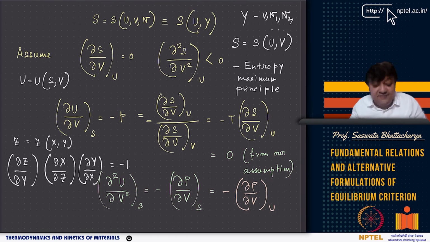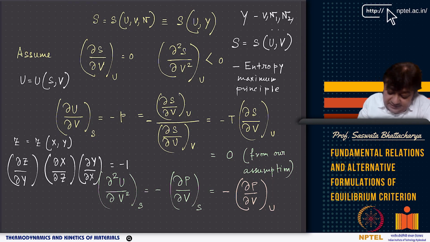This is something that we have shown previously, right? We have shown this relation: ∂Z/∂Y times ∂X/∂Z times ∂Y/∂X will be equal to -1. You can try to derive this. So if you derive this, then we can basically see that ∂Y/∂X is nothing but an inverse of ∂X/∂Y, right?